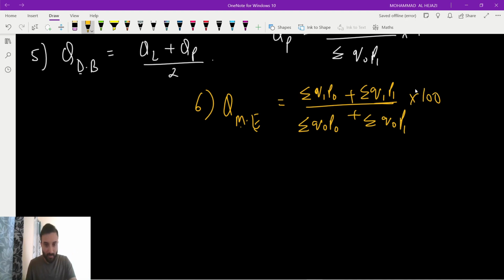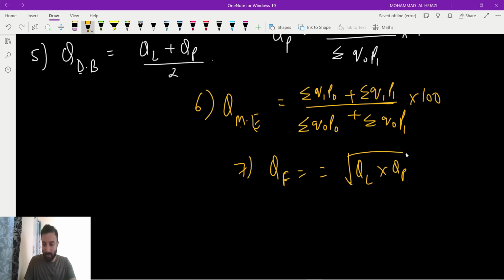Now the 7th one is QF. QF is Fisher quantity index number. It will be the same: we take QL into QP, square root, and we get the answer.